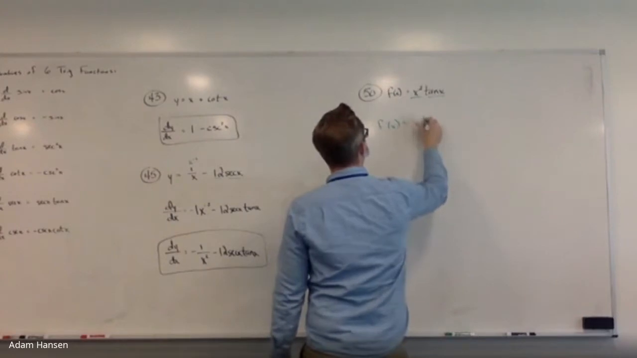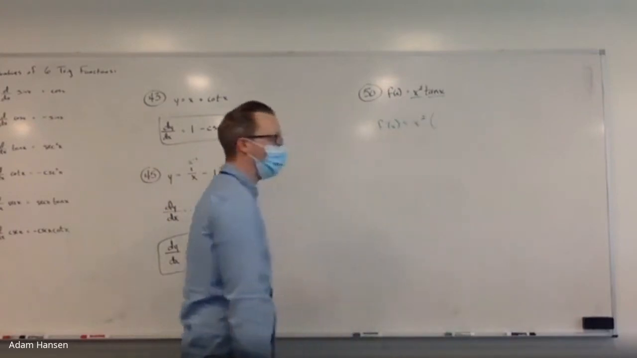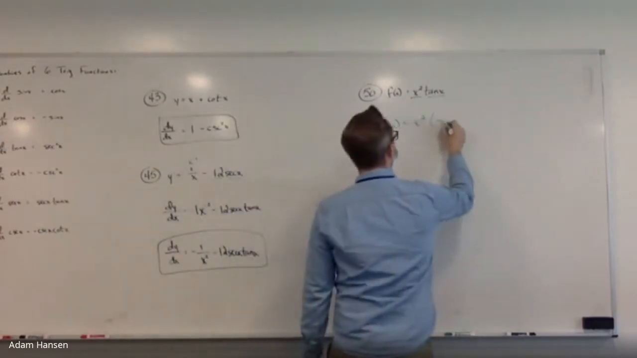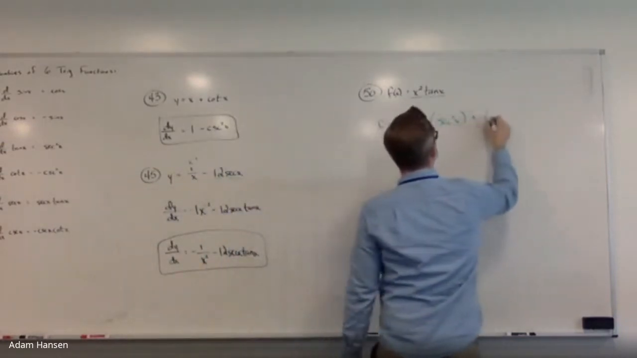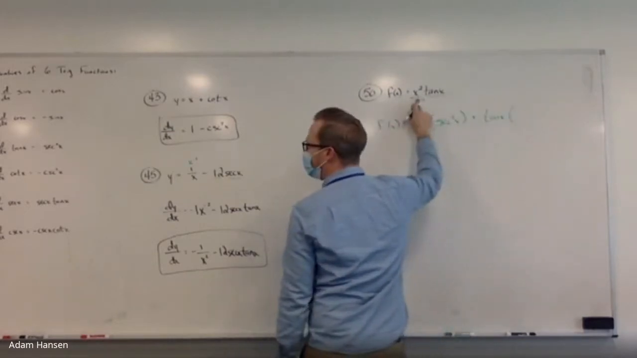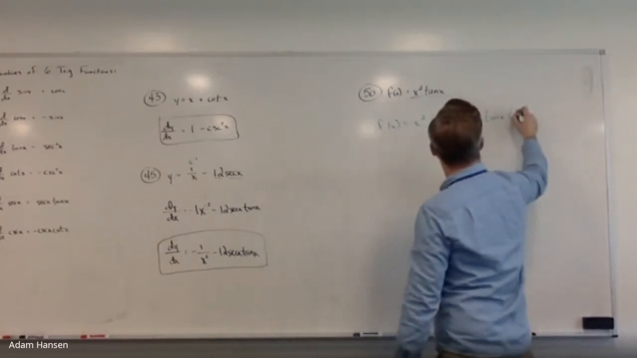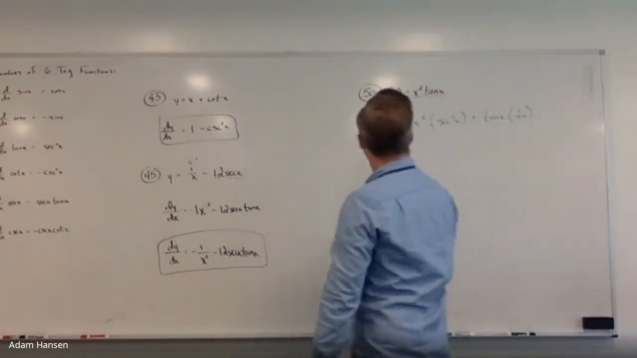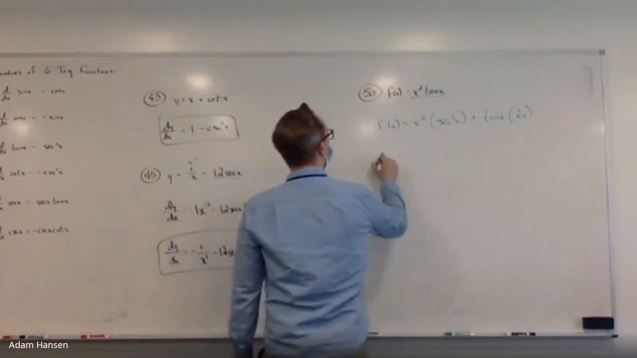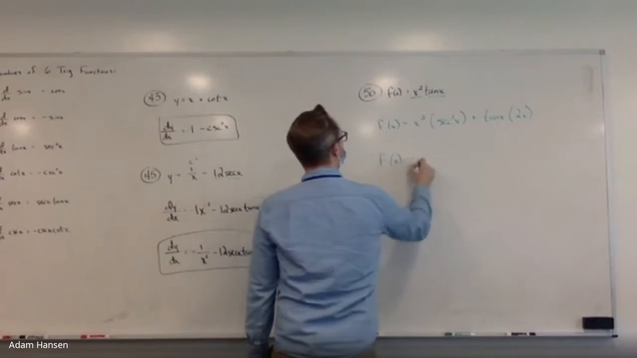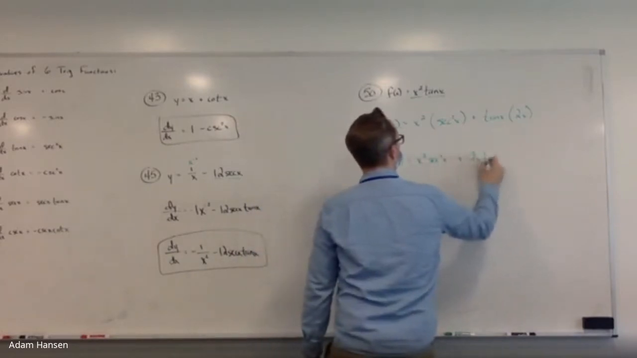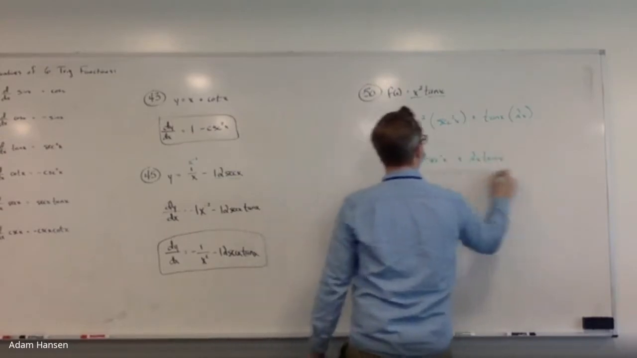So first times the derivative of the second. What is the derivative of tangent? Secant squared x, plus the second times the derivative of the first. The derivative of x squared would be what? 2x. Oh, I can't spit out the word derivative. Talk really fast. f prime of x would be x squared secant squared x plus 2x times tangent x.